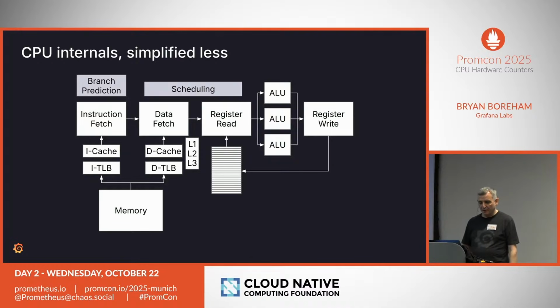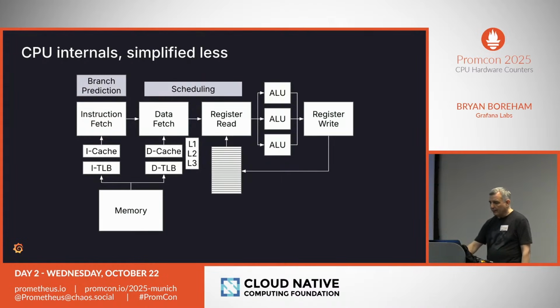I fleshed this out a bit. This is still a very simplified view of a CPU, but there are all kinds of more bits in there. In terms of the data cache, there are level 1, level 2, level 3 caches that go at different speeds, because the memory is like 100 times slower than the ALU. There are multiple ALUs in parallel. We're doing branch prediction, trying to figure out which instructions to decode next. So there's a lot going on.